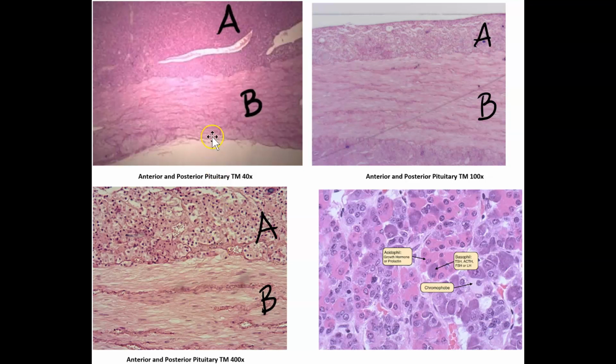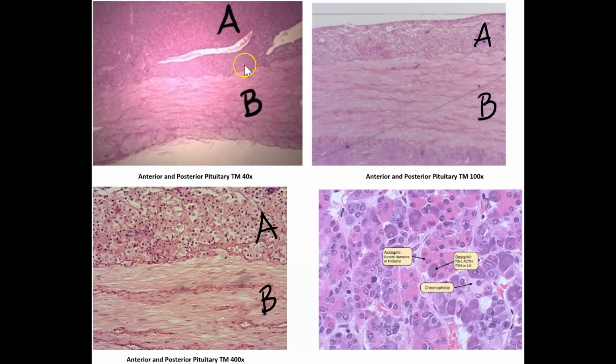So if we go back and look at A, that's marked in each of the slides, that's the adenohypophysis or anterior pituitary gland, which secretes 6 or 7 hormones. It depends on the course that you're taking. So TSH, ACTH, GH, prolactin, LH, FSH, and MSH.